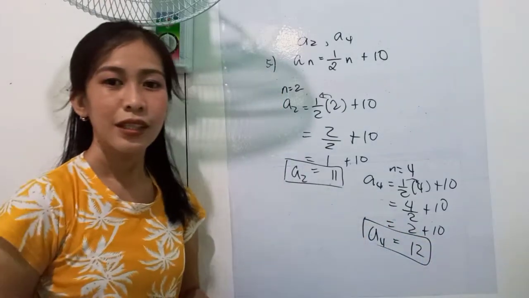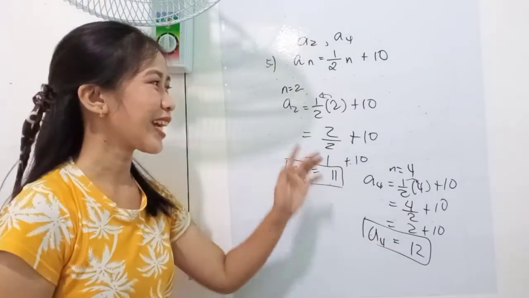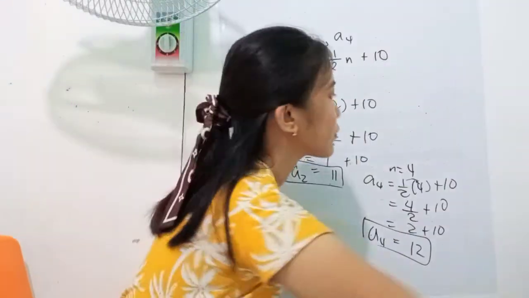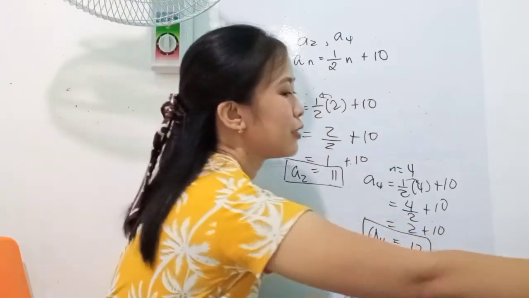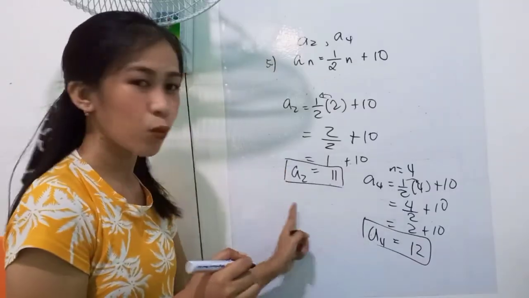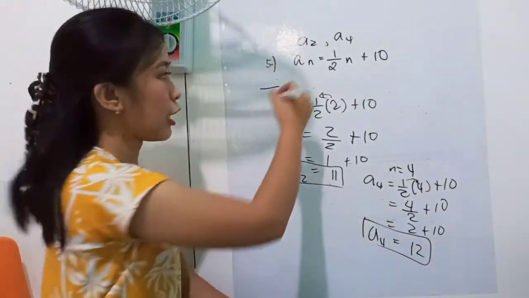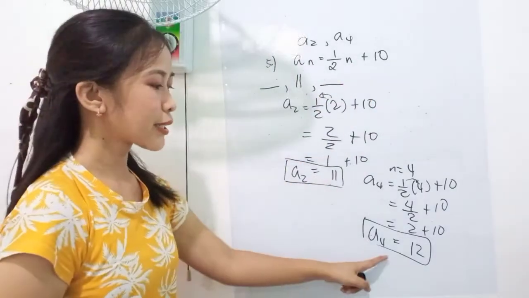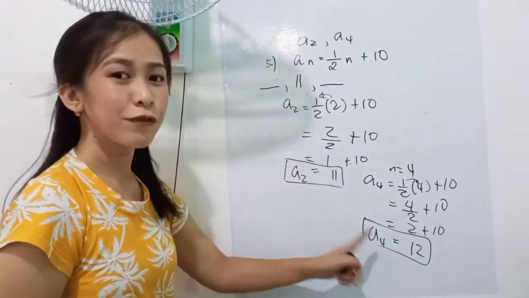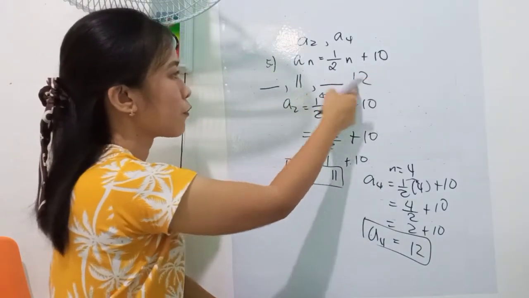Okay? Medyo tumatabi ka na, girl. But it's okay. So, ngayon, ito natin siya. Wait lang. Dito na lang natin isingit. Ayan. So, dahil wala pa dito yung a sub 1, lagyan lang natin siya ng blank. A sub 2 is 11. A sub 3 is also a blank. A sub 4 is 12. Diba? We have 1, 2, 3, 4.